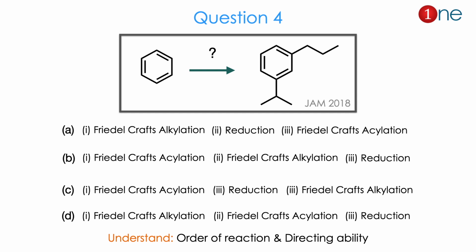So there are 4 possibilities with a different order. Which one comes first, which one follows. So from the reactant to product, you might guess the order of the reaction is the real question, and the directing ability of the methyl group is the real question here. The answer is B. Let us see how.